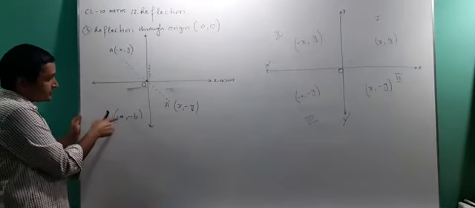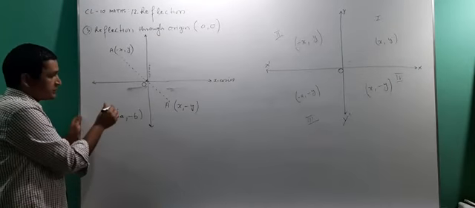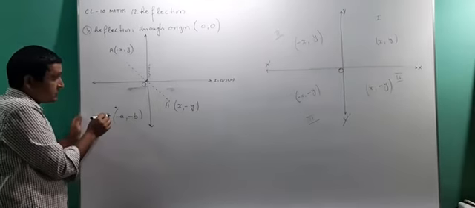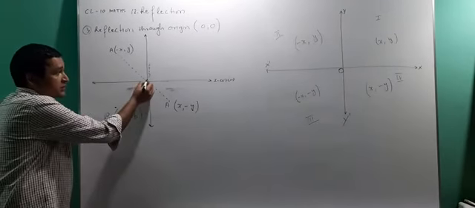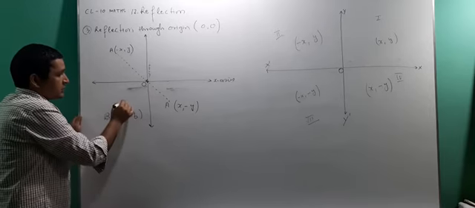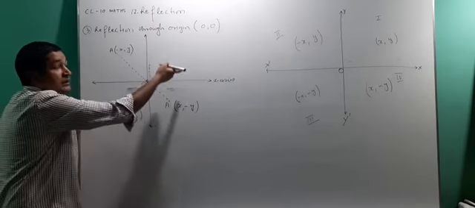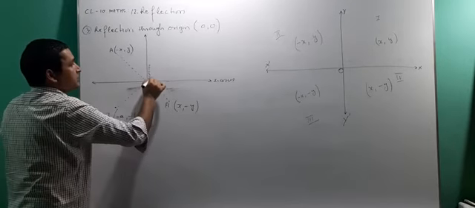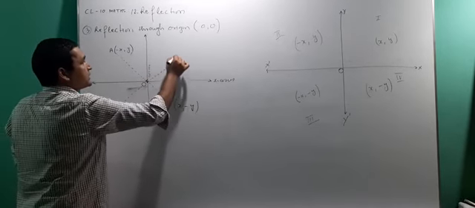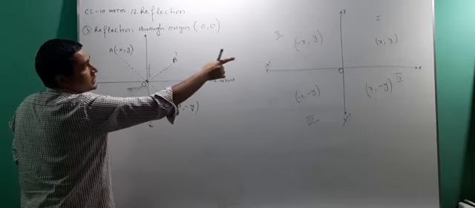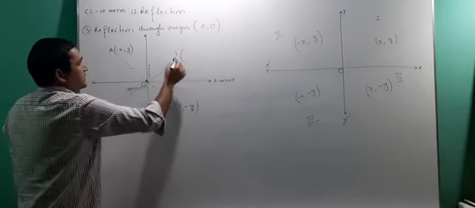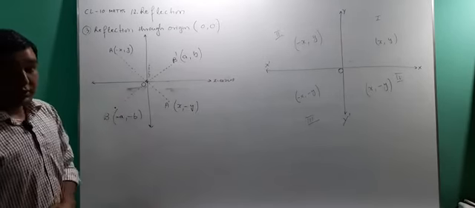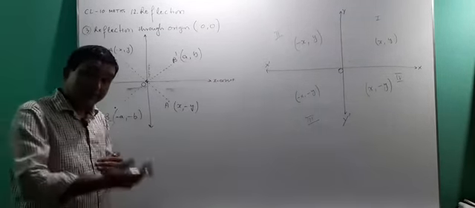Now same way, B is here. Suppose this is the coordinate of B. Then if this B is reflected through origin, that means the mirror is at the center. Then you can draw the line, and same way, behind this mirror the image is formed. That means in the fourth quadrant, and this is indicated by B dash. Then what is the coordinate of B dash here? Okay, this way we have to find the coordinate of the image.